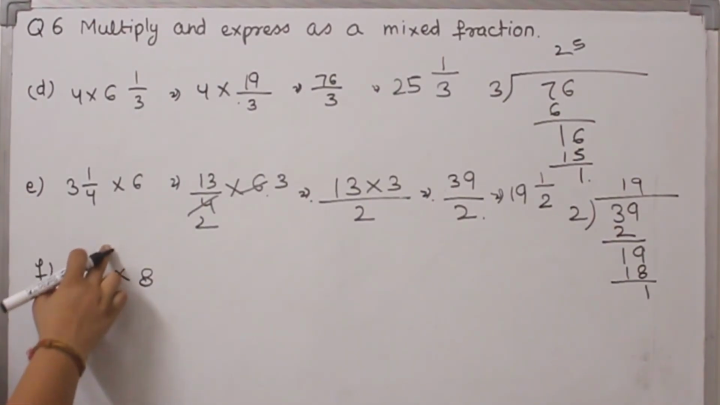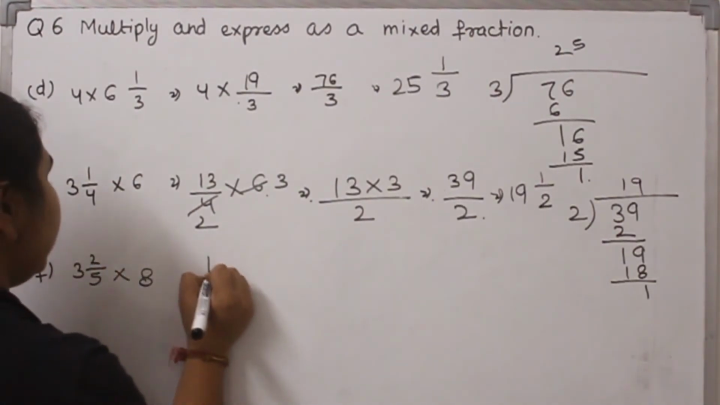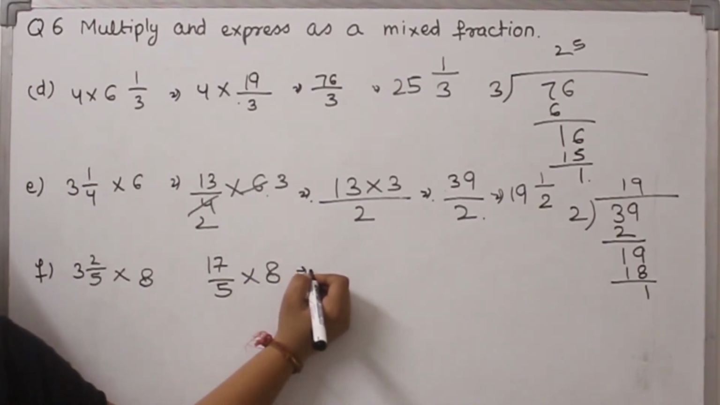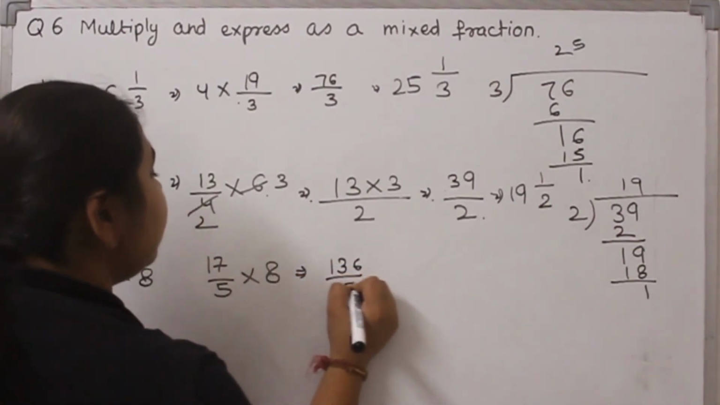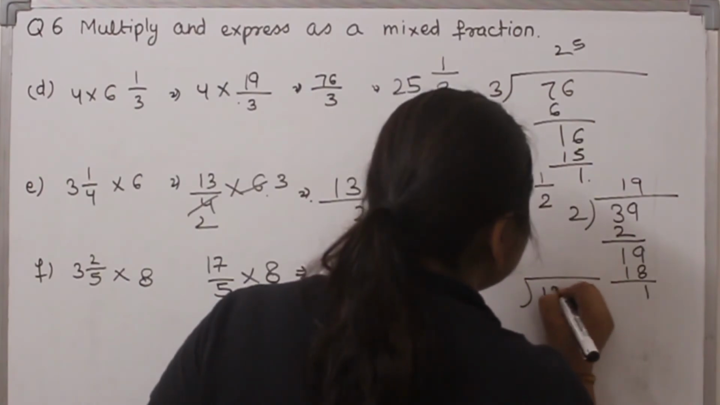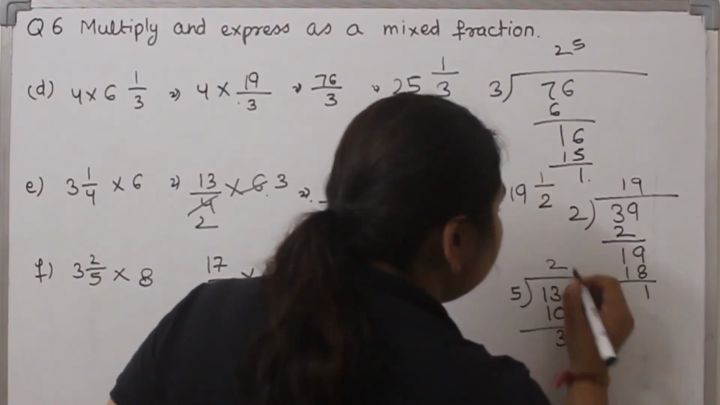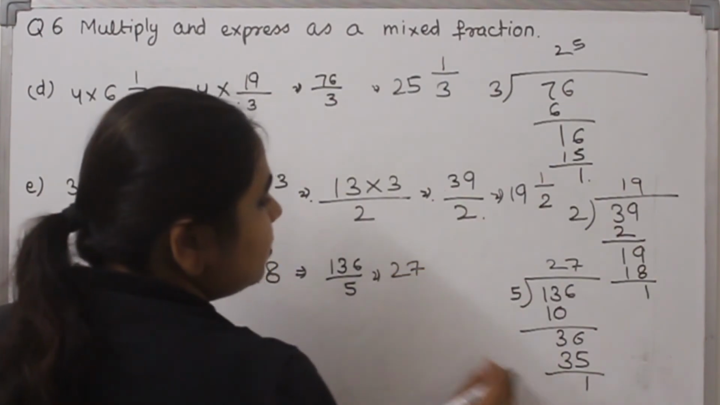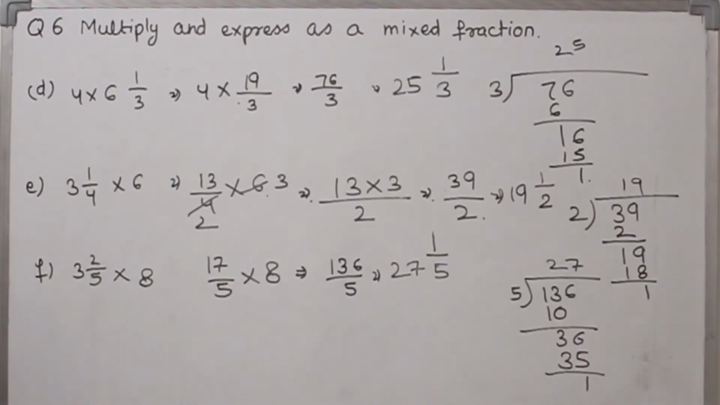Part F: 3 and 2 by 5 multiplied by 8. 3 fives are 15 plus 2 is 17. 17 by 5 multiplied by 8. 17 multiplied by 8 is equal to 136 divided by 5. Now for expressing as the mixed fraction, 5 twos are 10, 5 sevens are 35, remainder 1, 27, 1 as the numerator and 5 as the denominator. So this is the answer. 27 and 1 by 5.